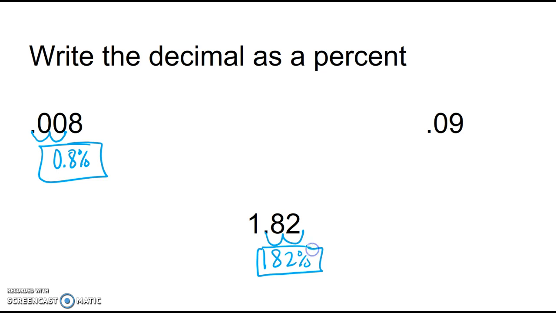Next one, say write the decimal as a percent. So we're going to go backwards. Now we're actually moving our decimal twice to the right. So here we take our decimal place, move it once, twice. We actually have 0.8% for this one. You can always have a decimal in your percentage as an answer, so that shouldn't worry you guys. We've got 1 and 82 hundredths. We're going to move that decimal twice to the right. We get 182%. And then our last one on this slide is 9 hundredths. We're going to move that once, twice to the right, and we get 9%.